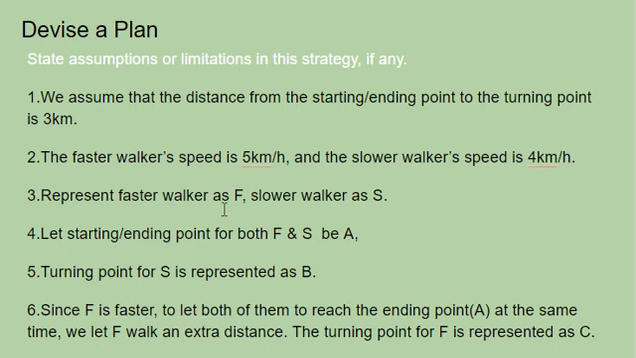Represent fast walker as F, slow walker as S. Let starting point and ending point for both F and S be A. Turning point for S is represented as B. Since F is faster, to let both of them reach the ending point A at the same time, we let F walk an extra distance. The turning point for F is represented as C.